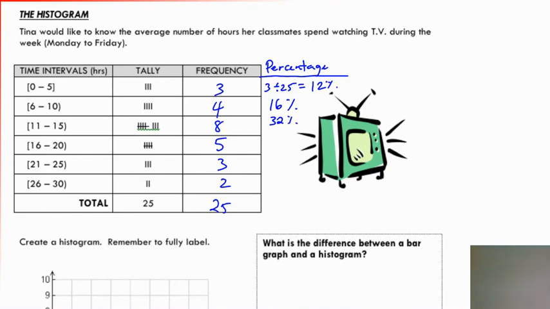Okay, back to 5 divided by 25. Well, that's 20%. We have another 3, so we already knew that, 12%. And what's 2? 2 divided by 25 is 8%. All adding up to 100%. All right.